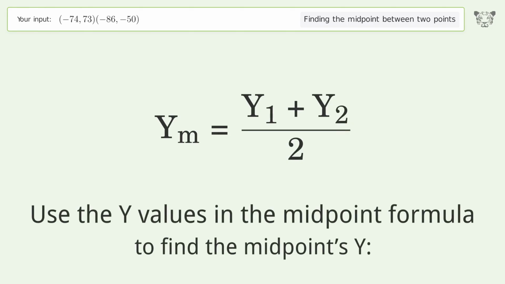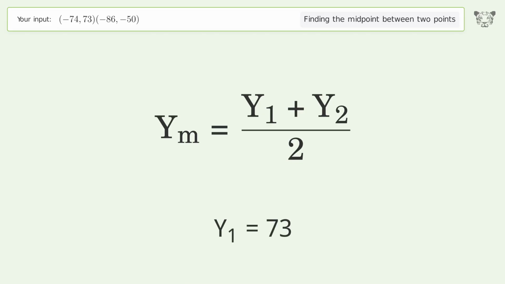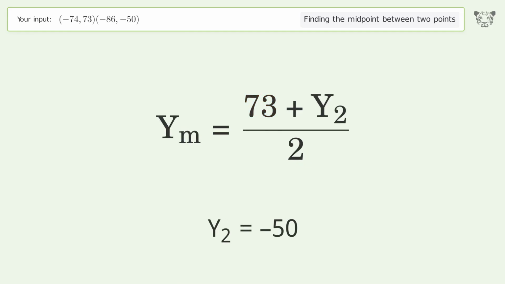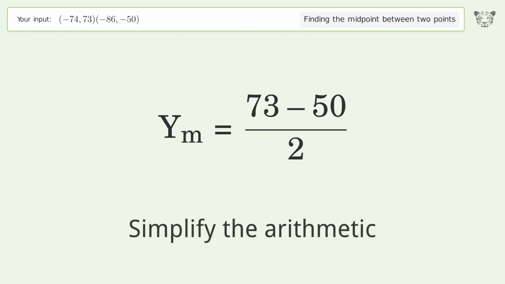Use the y values in the midpoint formula to find the midpoint's y. y1 equals 73. y2 equals -50. Simplify the arithmetic.